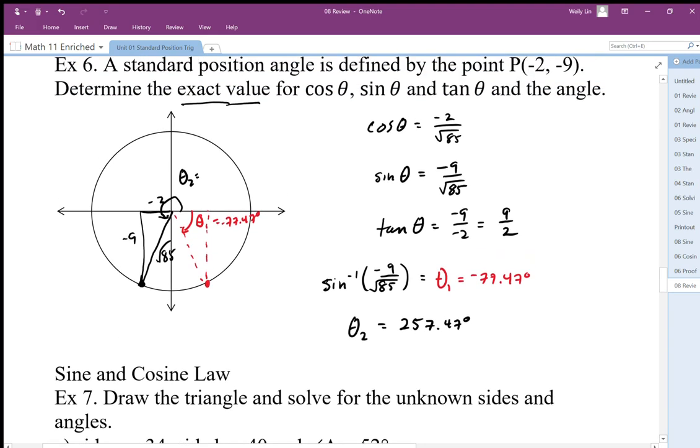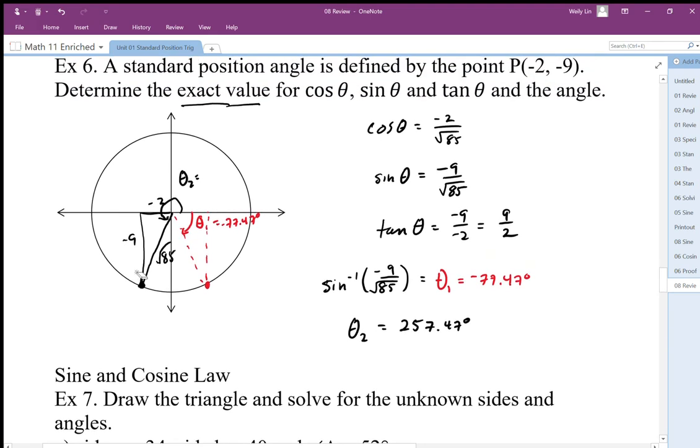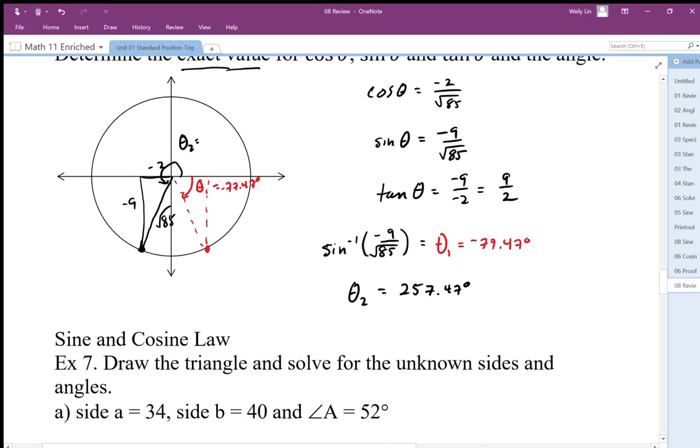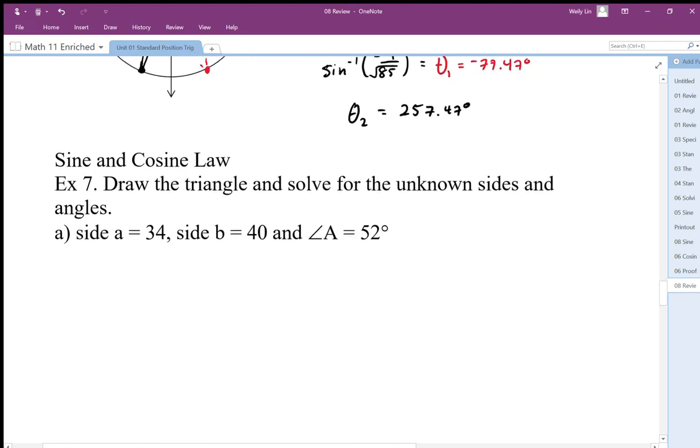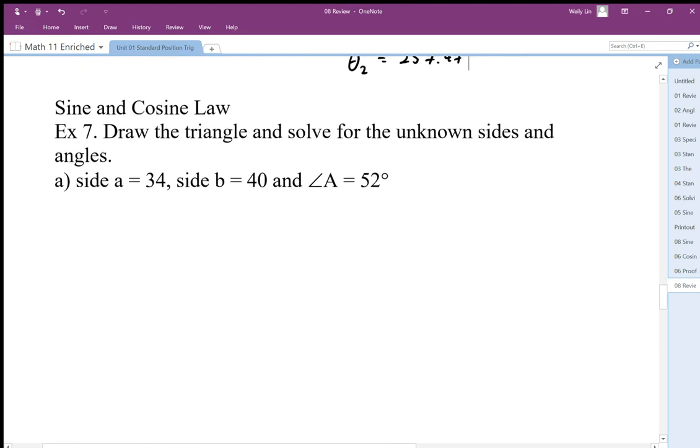Okay, so that's important that we, again, the position is important. We have to consider two angles, two positions, and since the position is known, we have to decide which of the two, theta 1 or theta 2, is in the right position. Okay, so this is the sine and cosine law problem.